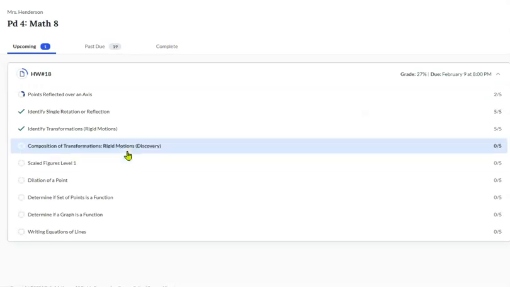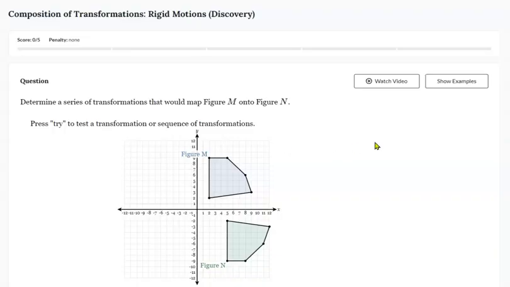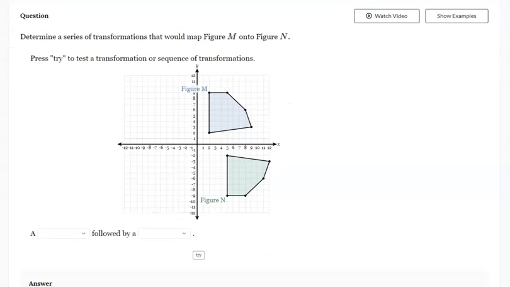Okay, let's go back and take a look at compositions of transformations. In this topic, they want you to identify the transformation and then the second transformation. So let's see. Determine a series of transformations that would take M onto N. So this is the new figure. N for new. So we need to get the blue to the green. And I definitely see that this green shape is upside down. So that is definitely a reflection, and it happened over the x-axis. So let's see that happen.